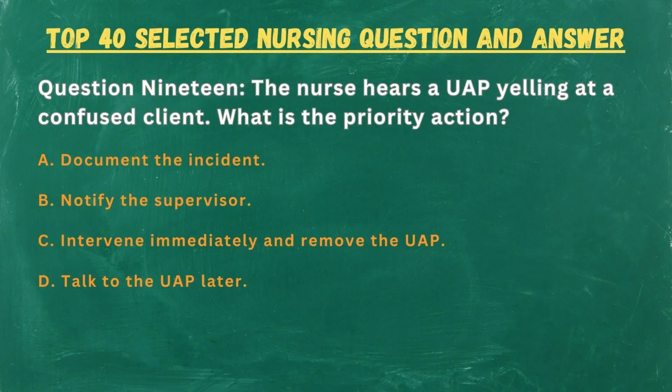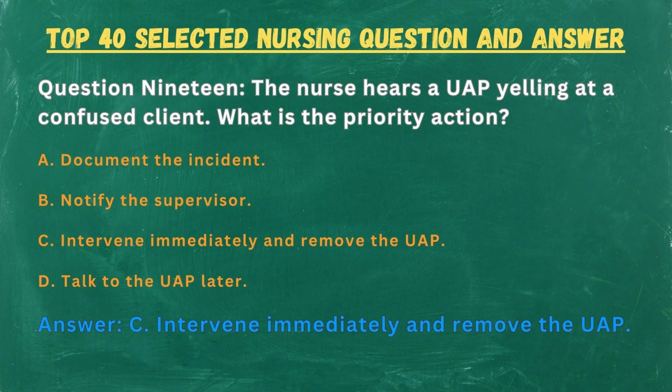Question 19. The nurse hears a UAP yelling at a confused client. What is the priority action? A. Document the incident. B. Notify the supervisor. C. Intervene immediately and remove the UAP. D. Talk to the UAP later. Answer: C. Intervene immediately and remove the UAP.